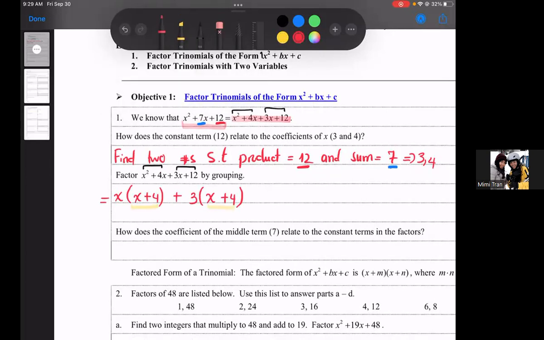So equal x plus 4 times. So the first group, you factor out x plus 4, the first group left over is just x, right? And the second group left over is plus 3. At the end of your factoring, you should have a product.